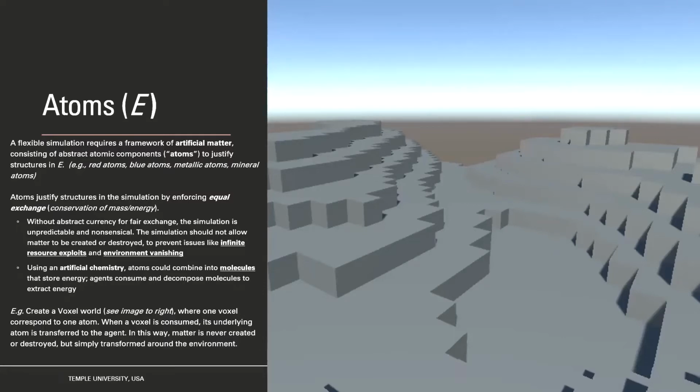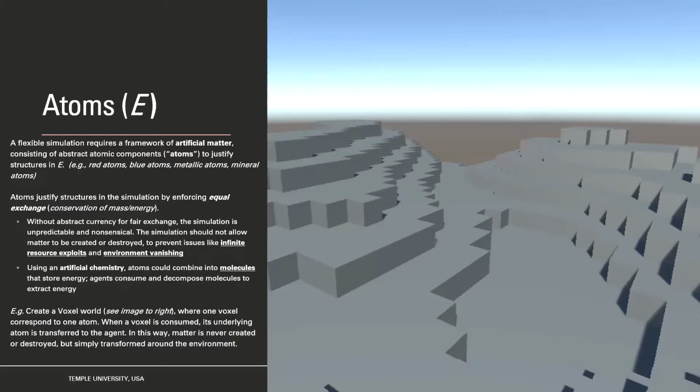Then using an artificial chemistry, the atoms can actually combine into new types of atoms, or you could just call them molecules, since they would probably consist of multiple atoms that store energy. Then the agents would consume and decompose these molecules to extract energy.